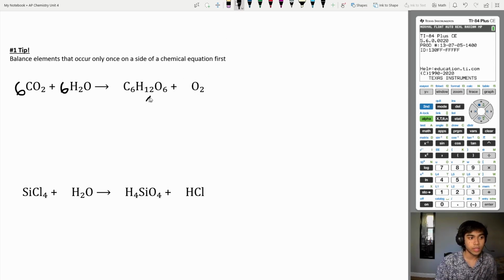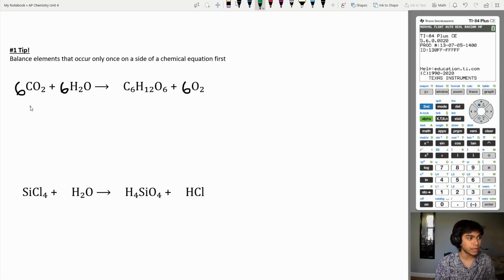Now, we can't really manipulate this because our coefficients here are basically based on the fact that there's only one glucose molecule. But in order to balance out the oxygens, what we can change is the coefficient on this diatomic oxygen. We need a total of 18 oxygen atoms, and we already have 6. So if each diatomic oxygen gives 2 oxygen atoms, then we're going to need 6 of them to have 18 oxygens. So let's do a really quick check.